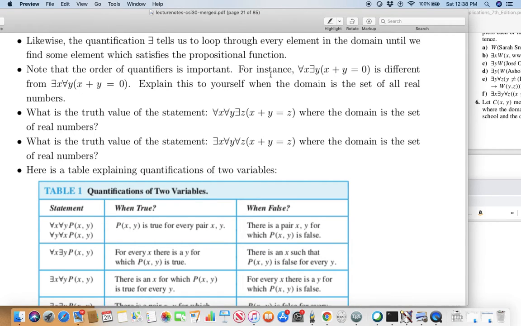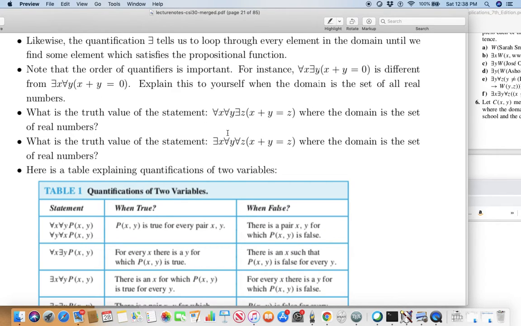Well, look, for every x, there is an additive inverse. That's what this statement says. And this is a true statement in real numbers. For every x, there exists an additive inverse. That's different from saying there exists an x which is an additive inverse of every y. That's false. You have no x which is an additive inverse for every y, at least not in real numbers. Okay.